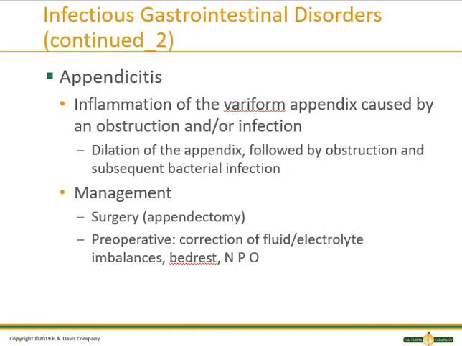Classic presentation is an acute onset of mild to severe colicky, epigastric, or periumbilical pain that is often vague at first, but within 24 hours usually becomes localized over the right lower quadrant.